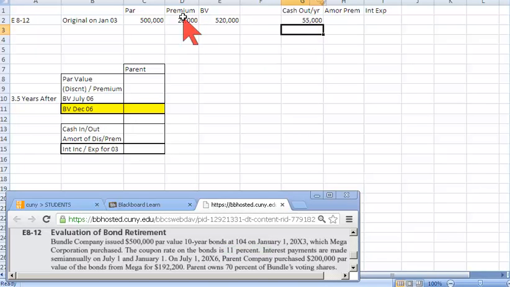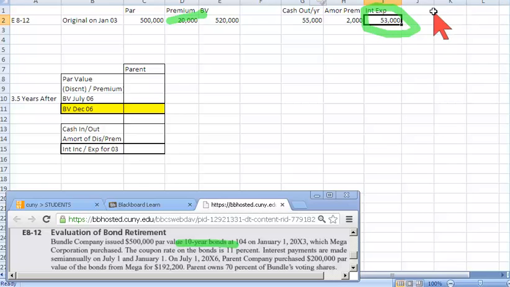To find out how much premium is amortized per year, we take 20,000 divided by 10 years, which gives us an annual amortization of 2,000. And since this is a premium, our interest expense is decreased by the amount of our amortization of the premium. So the issuing company, Bundle Company, will have an interest expense of $53,000 per year.